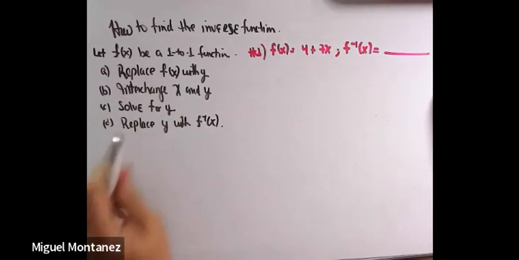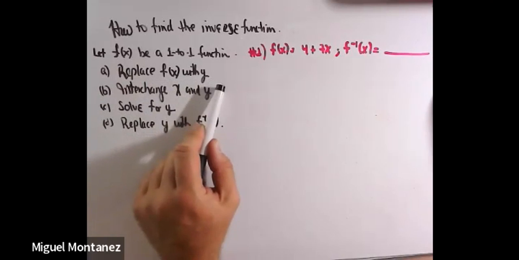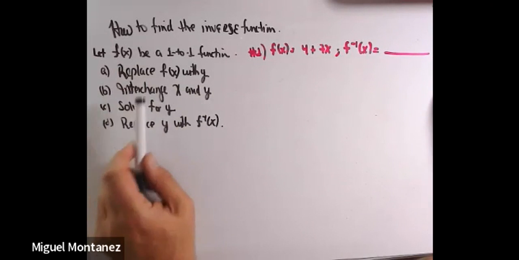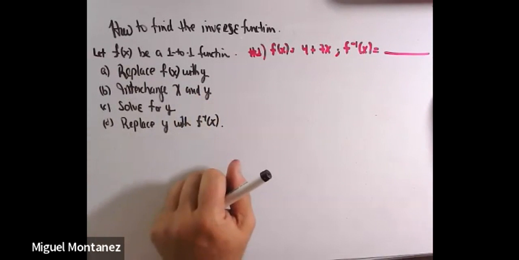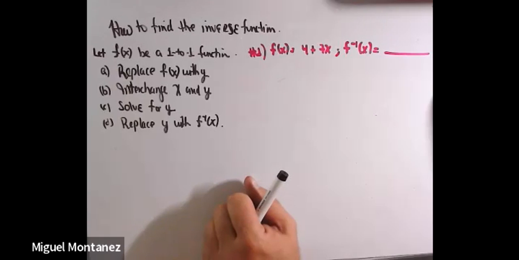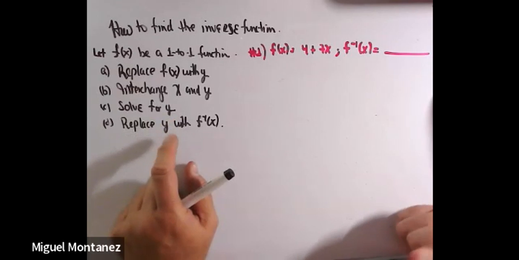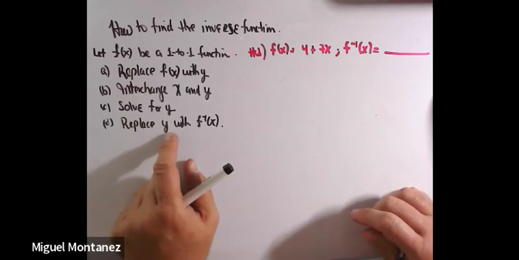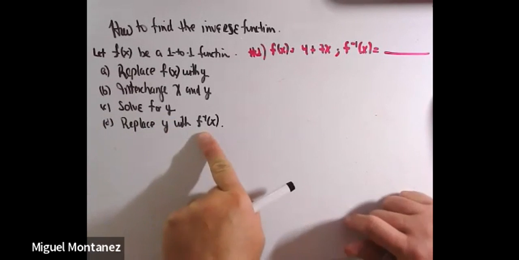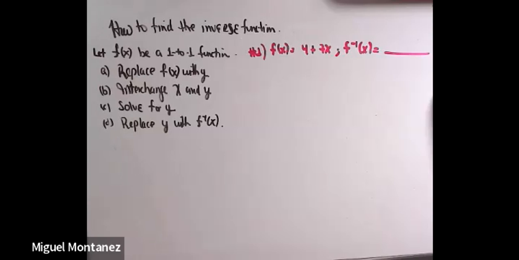So what do we do first? We replace f of x with y. Step 2, we interchange x and y. We flip them. And then step number 3, we solve for y. Last but not least, once y has been isolated, that y will become f inverse of x.